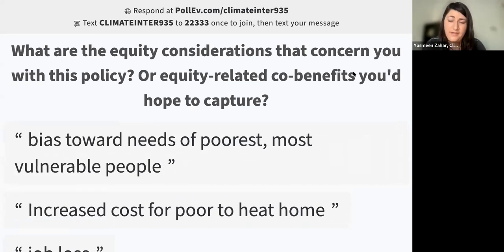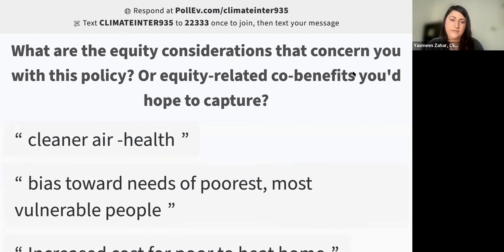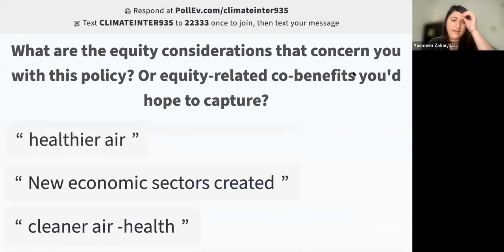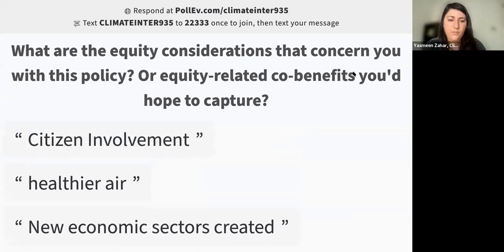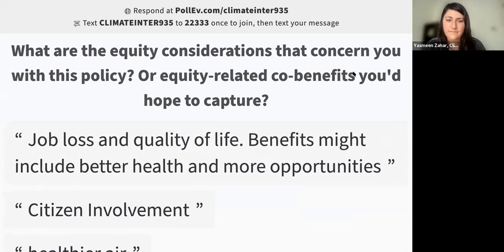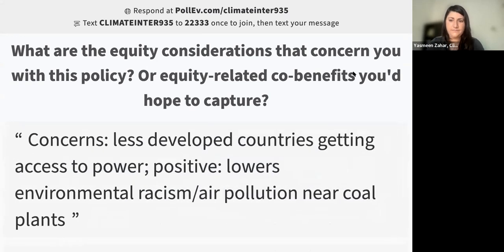Yes, increased costs for poor to heat homes, definitely. So that increased cost of energy is a huge factor when we're talking about changing energy supplies. Yep. And so when we're thinking about those policies, having a reflection towards the needs of the poorest and the most vulnerable people. Yes, cleaner air, definitely. So that's a huge co-benefit, especially when it comes to coal reduction. We can take a bit more of a look at that. New economic sectors created, definitely. Citizen involvement, yes. Yes, job loss, quality of life. Benefits might include better health and more opportunities.